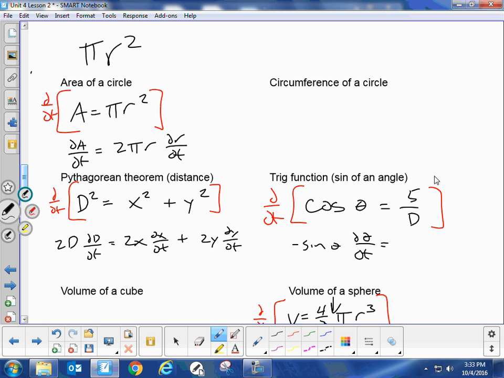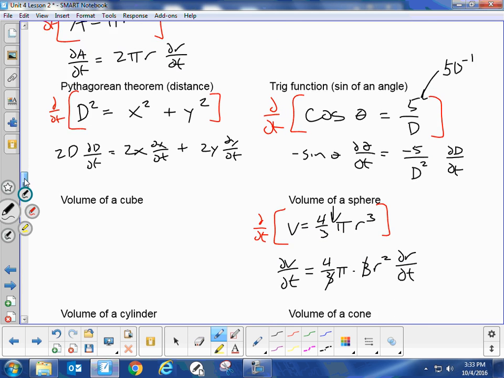And then this can be written as 5d to the negative first. You don't have to use the quotient rule. It'll just be negative 5 over d squared dd dt. Okay, we're taking derivatives with respect to time of all of these great things. And there's going to be more that we're going to do, volumes of cubes, circumferences of circles, but this is the general idea of things, okay?